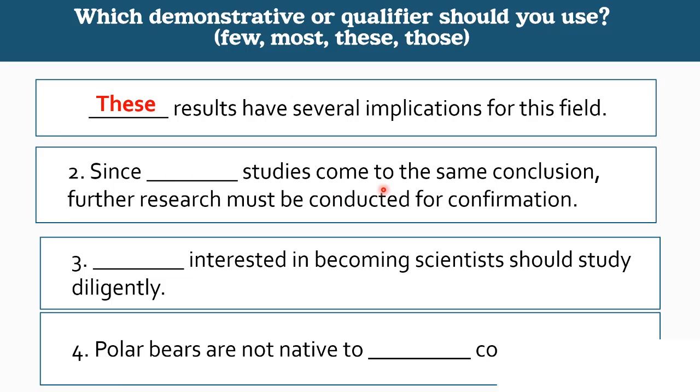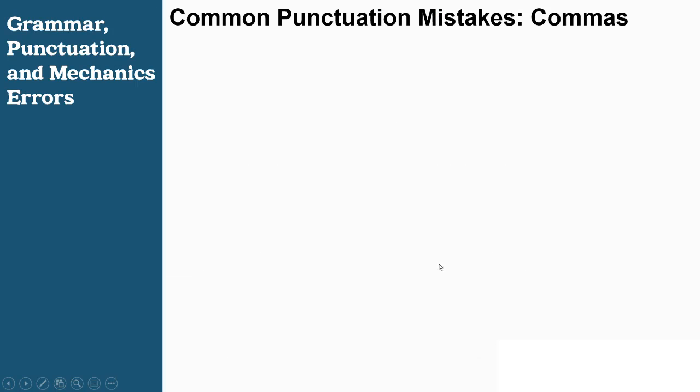How about 2? Since studies come to the same conclusion, further research must be conducted, for a few or few? Oh yeah, we don't have a few as an option. So few, yeah, few studies agree with this. So we need more research. Okay, interested in becoming scientists. Those, probably people, right? Those people, unless we're meaning animals. Okay, polar bears are not native to most continents.